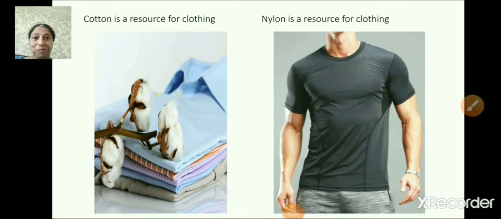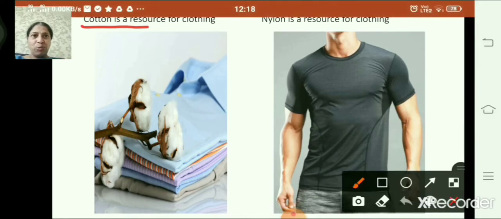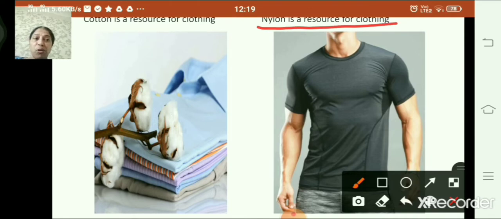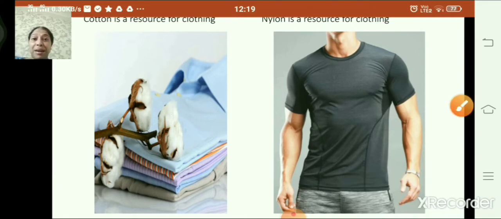Children, we need clothing, isn't it? So cotton is a resource for clothing. Many different trousers and shirts are made of cotton. So children, you also wear shirts and dresses made of cotton, isn't it? Nylon is also a resource for clothing, but it is made from chemicals. We generate this fabric in the laboratory. Just see the difference between the two.